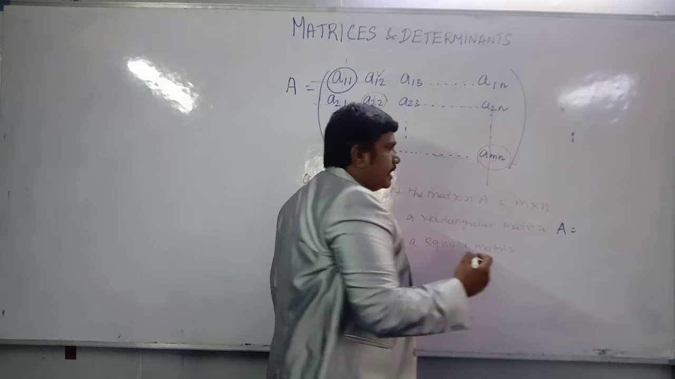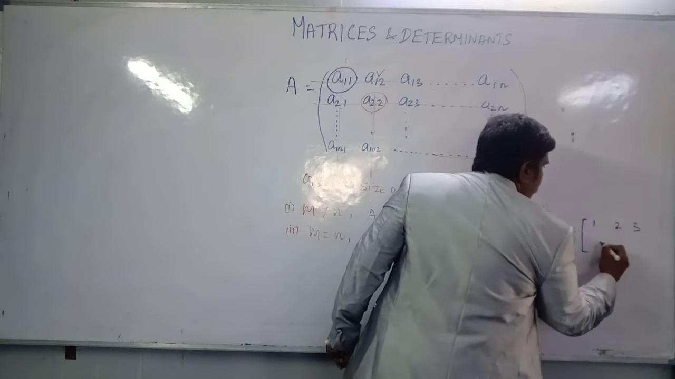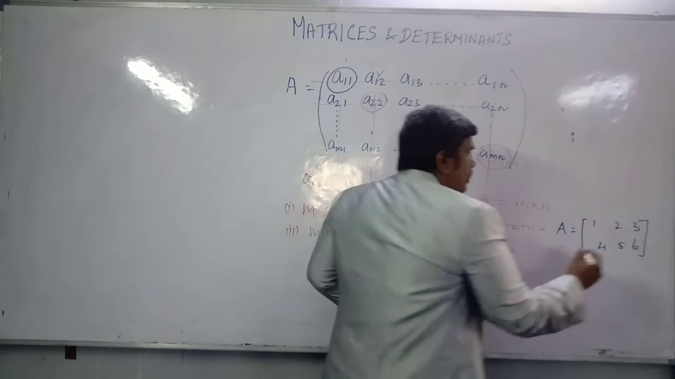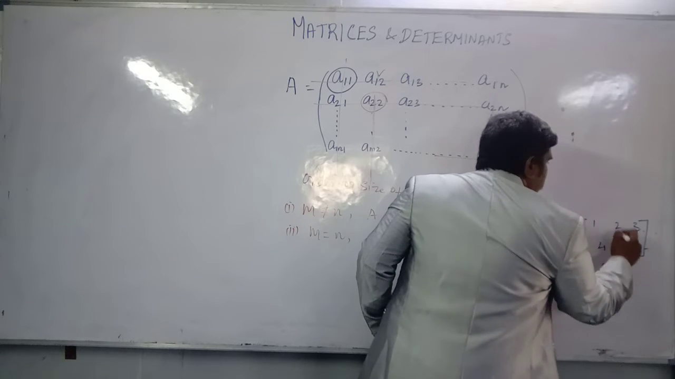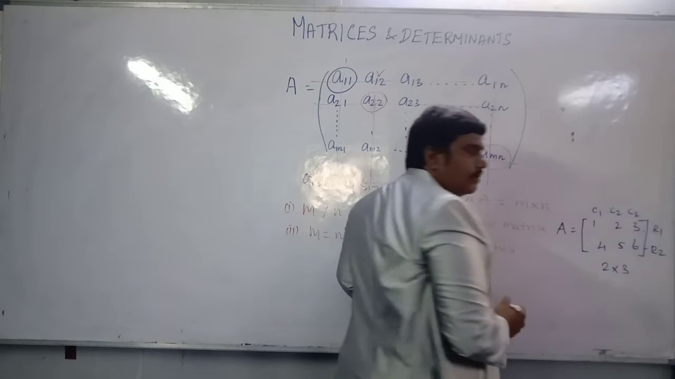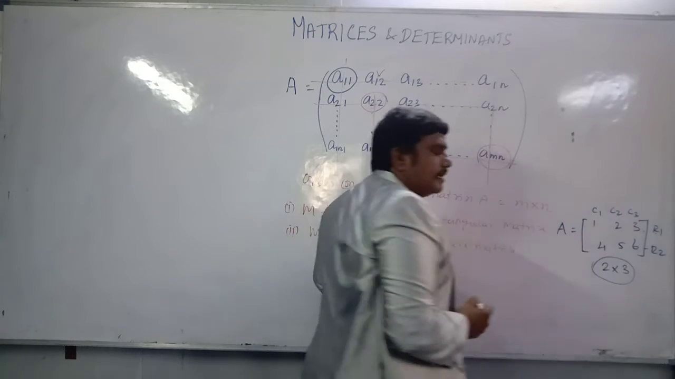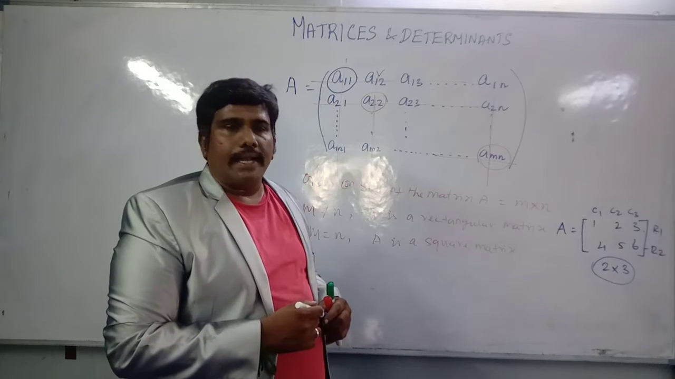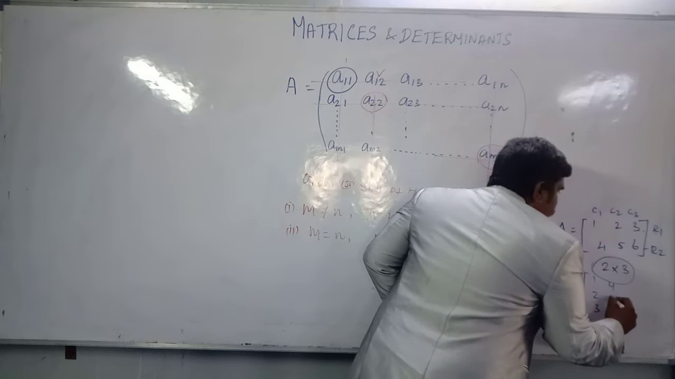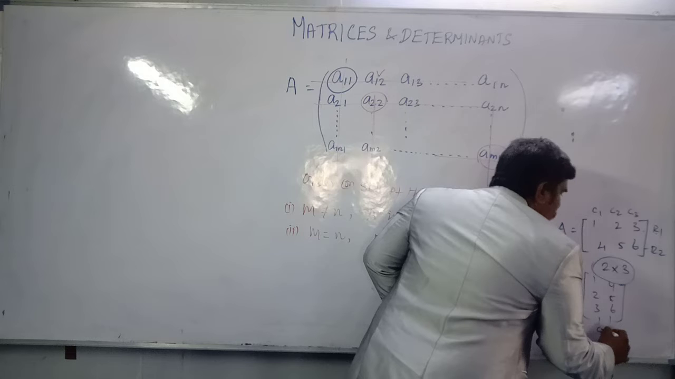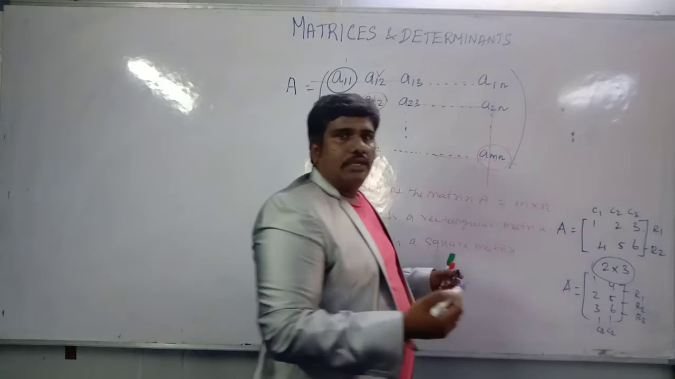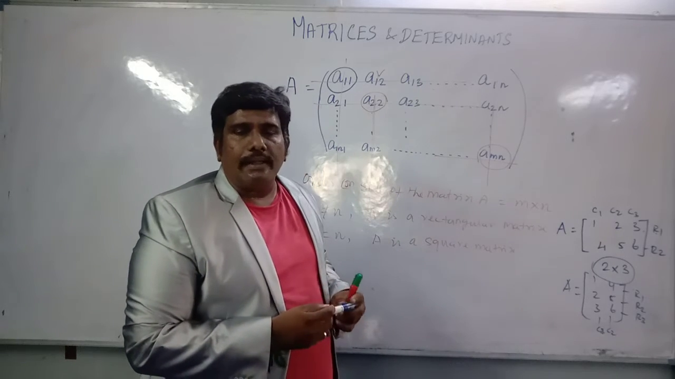a rectangular matrix, I am just taking 1, 2, 3, 4, 5, 6. If you take this matrix, the number of rows is 2 and the number of columns is 3. So this is row 1, row 2, this is column 1, column 2, and then column 3. So here this is 2 by 3, the 2 and 3 are not equal, so it is said to be a rectangular matrix. And also we can take 1, 2, 3 and 4, 5, 6 the other way. Here we have only two columns and 3 rows, but the number of rows and the number of columns are different, so they are rectangular matrices.